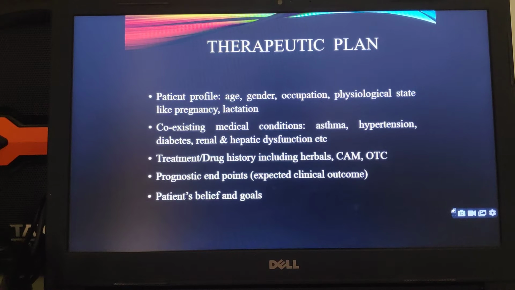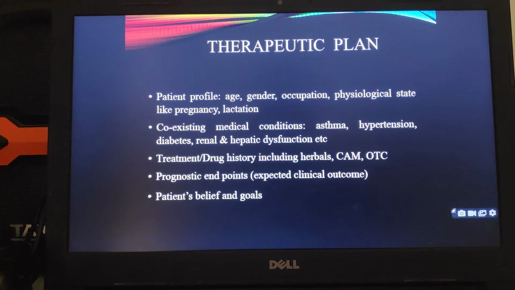You should know the patient profile, that is, what is the age, whether he is young or elderly, gender, meaning male or female patients. Occupation has a significant bearing, because if the patient works night shifts, then the medicine should be chosen accordingly. Physiological state like pregnancy or lactation is also important to know when you write a prescription.